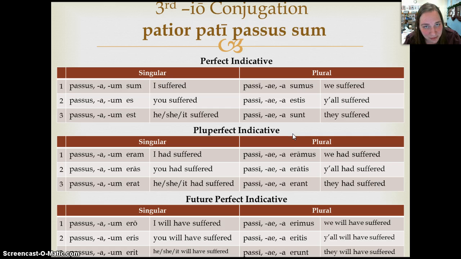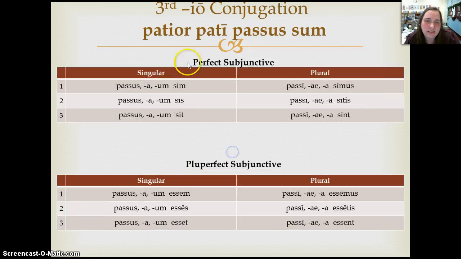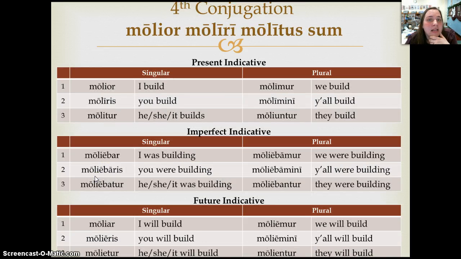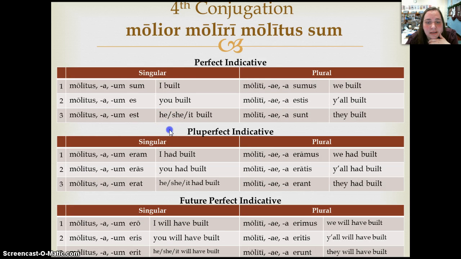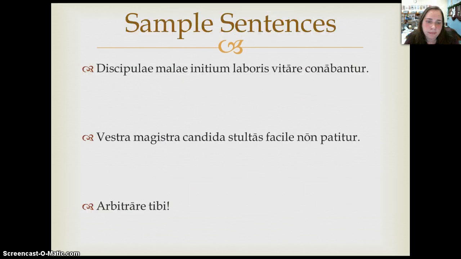You're going to have to stop. You pause the video to get all this down. You have the present subjunctive and the perfect subjunctive, perfect and pluperfect subjunctive, exactly what you expect. And now, of course, you see that the present imperative and the participles and infinitives are working exactly the way you expect them to. Same for the fourth, okay? All of this following the new rules for deponents.